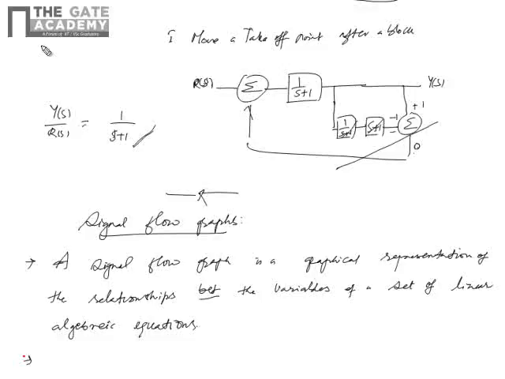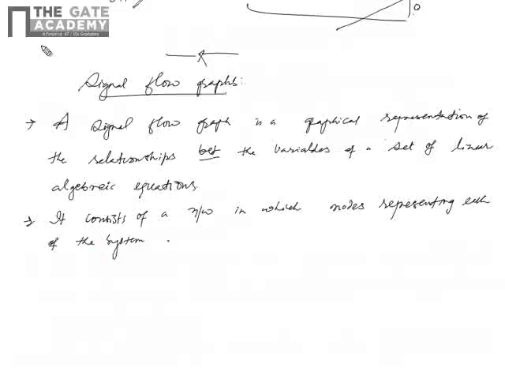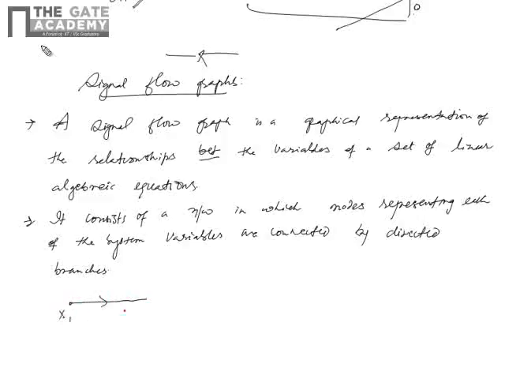Next point, it consists of a network in which nodes representing each of the system variables are connected by directed branches. Directed branches.